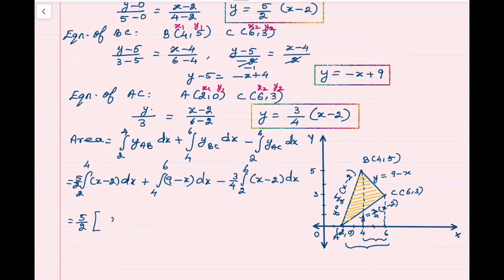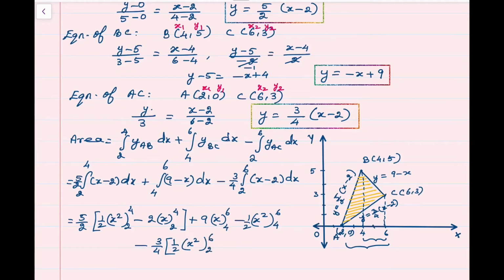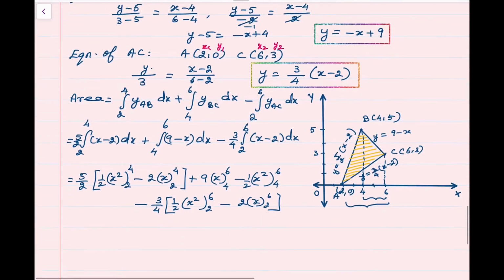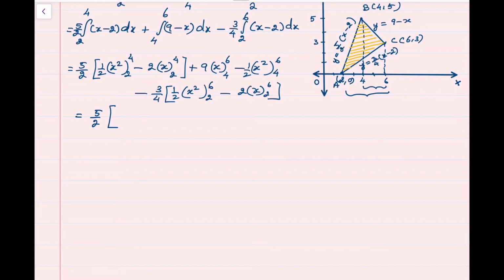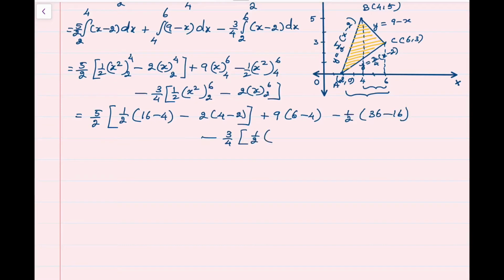5/2 times [x square divided by 2, the limits are 2 to 4, minus 2x, the limits are 2 to 4], plus [9x, the limits are 4 to 6, minus x square divided by 2 with the limits 4 to 6], minus 3/4 times [x square divided by 2, 2 to 6, minus 2x, 2 to 6]. 5/2 times [half into (16 minus 4) minus 2 times (4 minus 2)], plus [9 times (6 minus 4) minus half into (36 minus 16)], minus 3/4 times [half into (36 minus 4) minus 2 times (6 minus 2)].